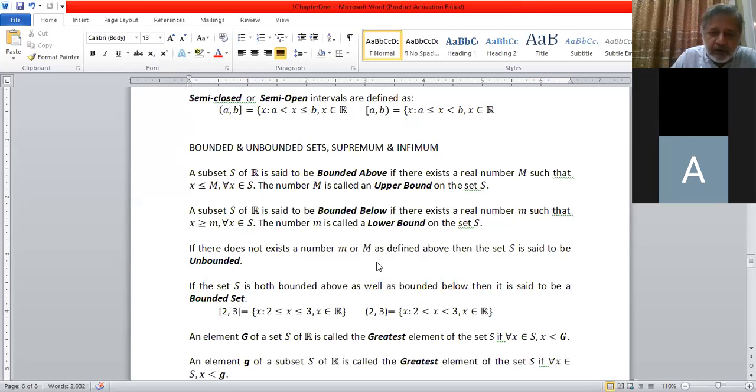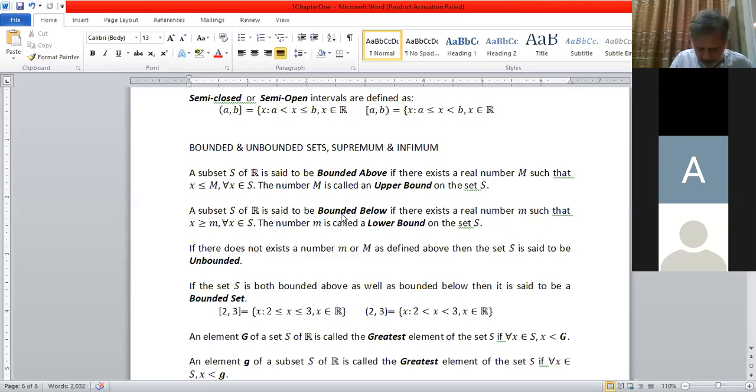So we were talking about bounded sets. What is meant by bounded above and what is meant by bounded below. Is my sound clear? Yes, sir. Yes. Okay.